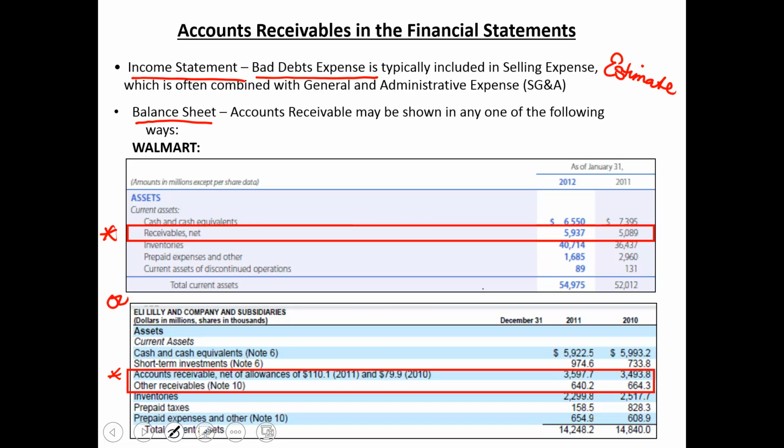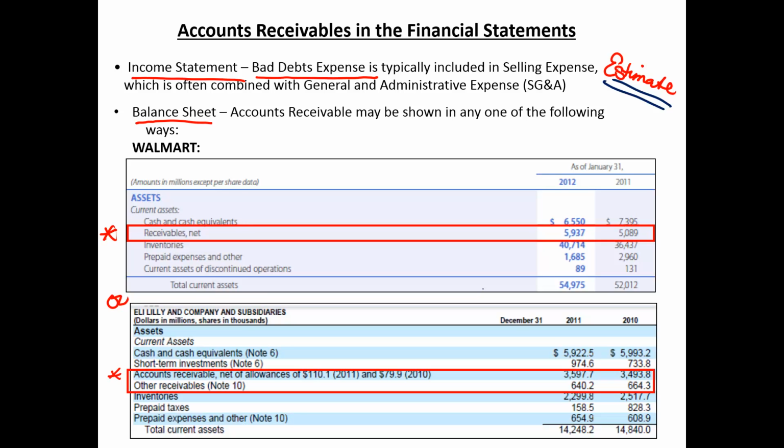Accounts receivable in the financial statements. On the income statement, the accounts receivable shows up as bad debt expense. And you'll remember that it's an operating expense, also called a selling, general, and administrative expense, and it's an estimate. It's not the actual people you're writing off, it's an estimate trying to match the revenue with the expenses that result from that revenue, of which bad debts is one of them.